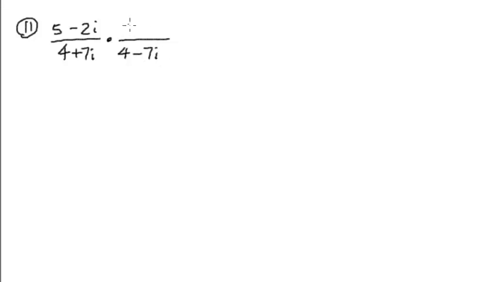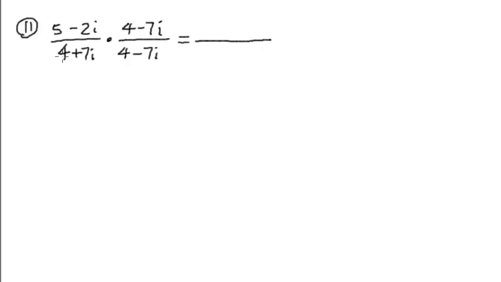Number 11. 5 minus 2i over 4 plus 7i is equal to, or before we go equal to, we'll have to multiply this by the conjugate of the denominator on the numerator and the denominator.